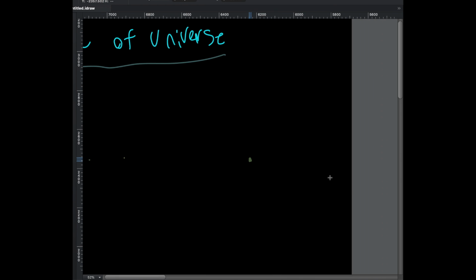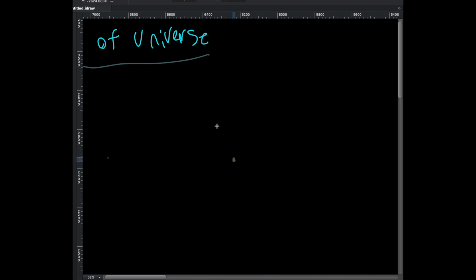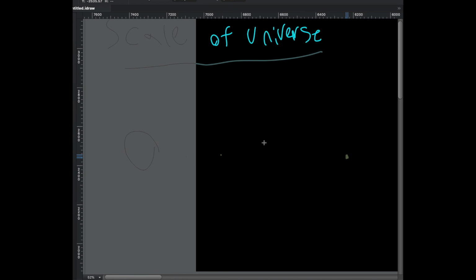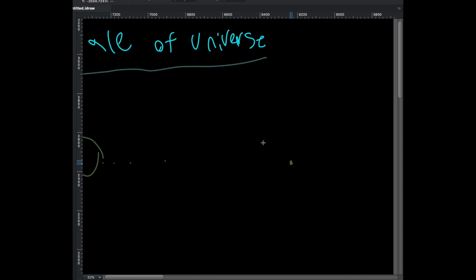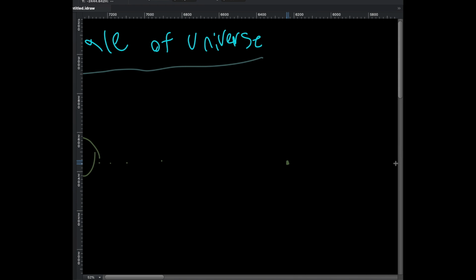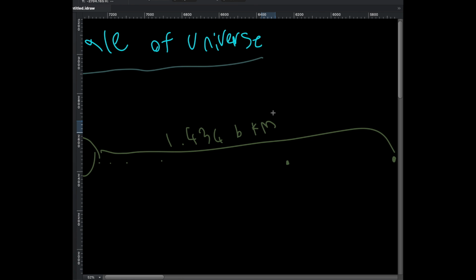Okay, so we have Jupiter there. We can make Saturn about maybe two-thirds of what we traveled so far. So maybe like right around here. And this distance is 1.434 billion kilometers. We're getting to billions now, folks.